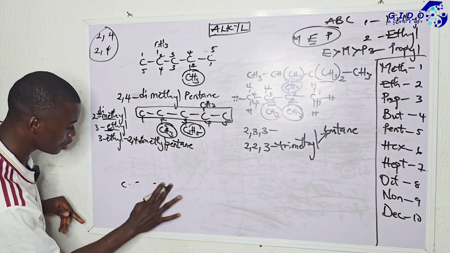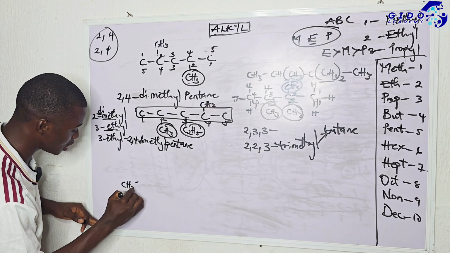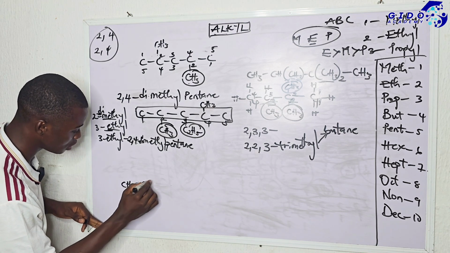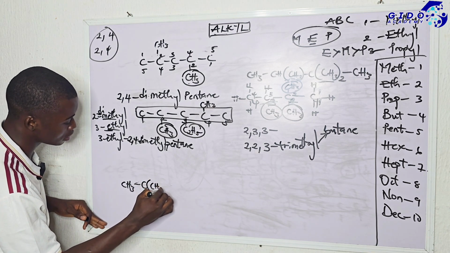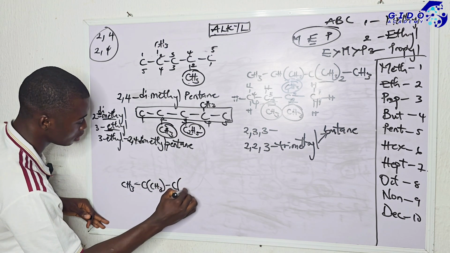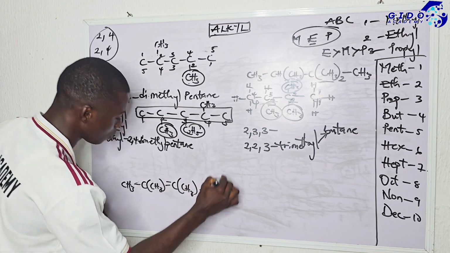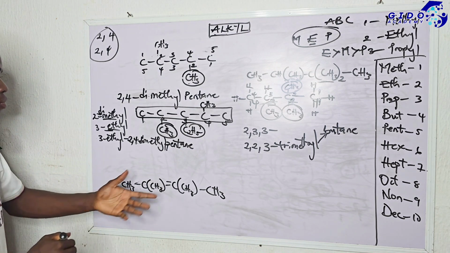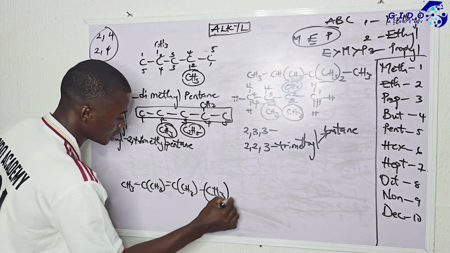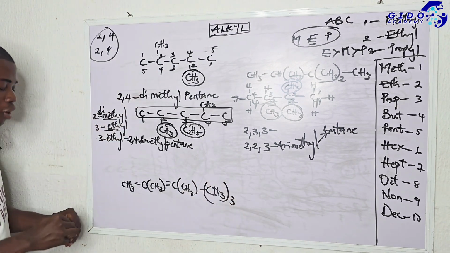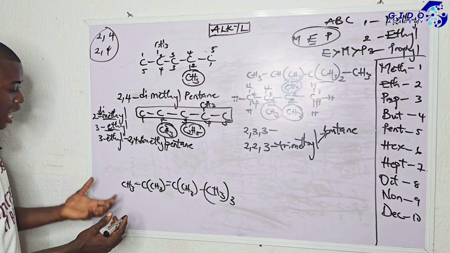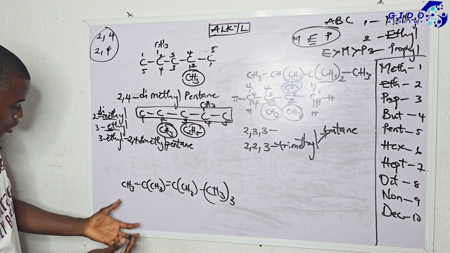Okay, let me follow that pattern again. Here is CH3, here is C, here is CH3, here is C, here is CH3, then here is CH3. Now, having something like this, let me put a bracket here again as 3. So having something like this, the work is kind of complex already.